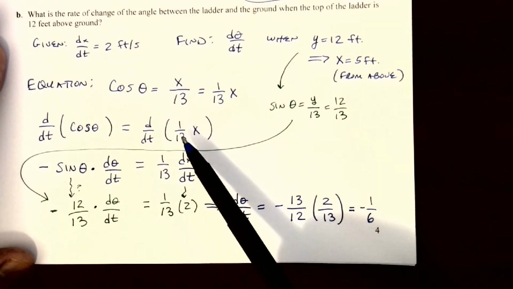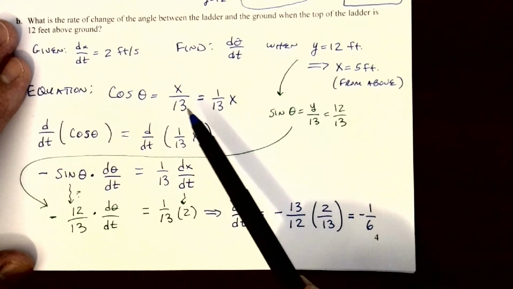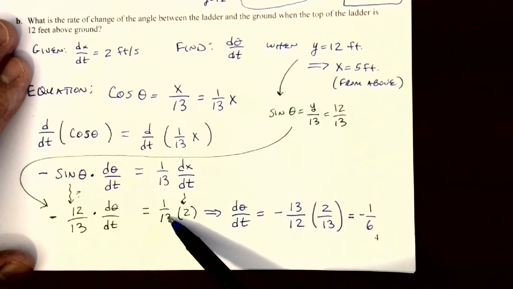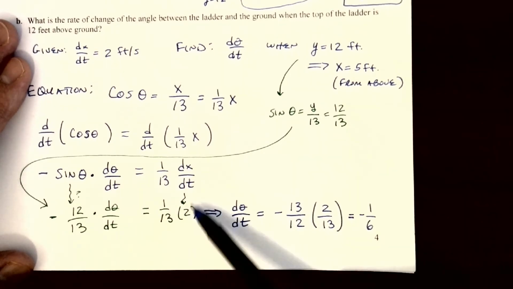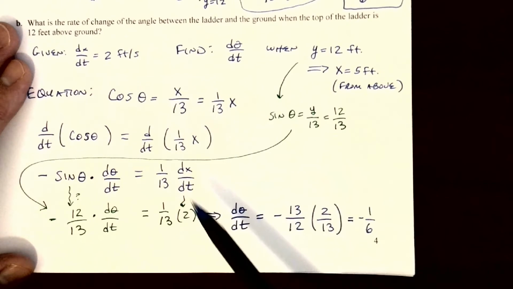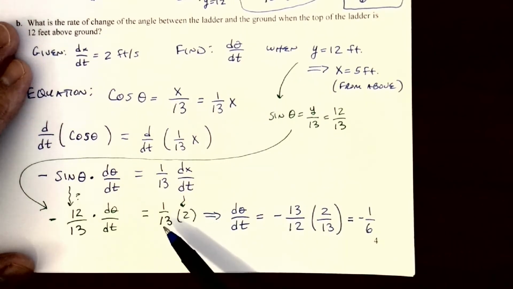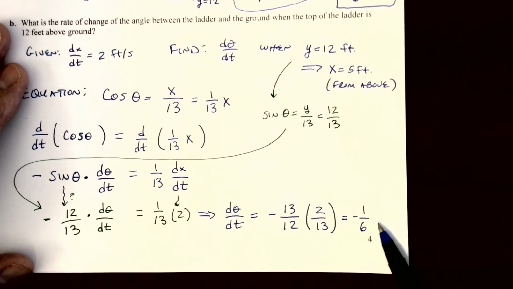Where does this 13 come from? 13 comes from the length of the ladder, so 13 is the length in feet. So the bottom down here we've got feet. What is this 2 in? Feet per second. So what is feet per second divided by feet? That's just per second. The units are literally per second.